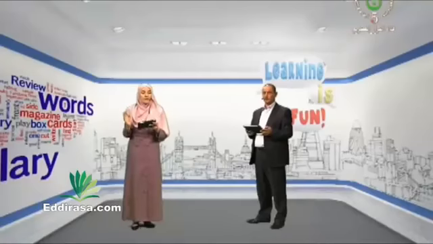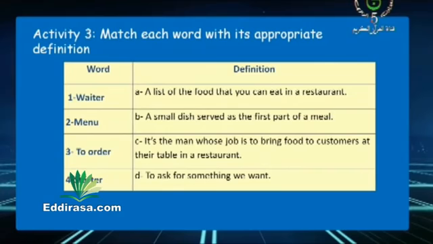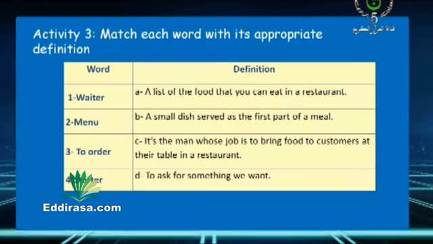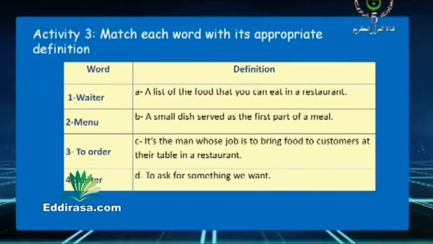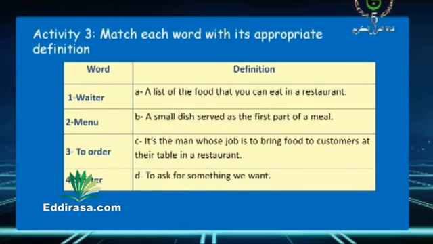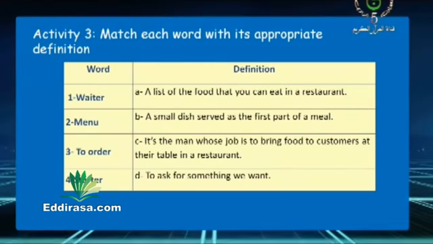Well, and then in the third activity in the comprehension part, you have a matching activity between words and their definition, all right? So just make sure to read the words carefully and the definition to match them. So the first word is waiter, menu, to order, starter. The definitions are A, a list of food that you can eat in a restaurant. B, a small dish served at the first part of a meal. C, it's the man whose job is to bring food to customers at their table in a restaurant. D, to ask for something we want.